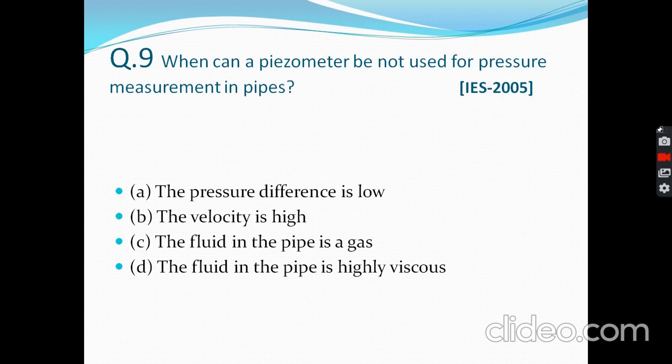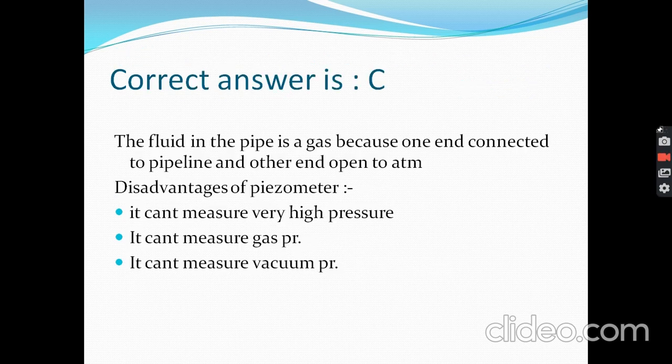Question 9. When can a piezometer not be used for pressure measurement in pipes? Option A, the pressure difference is low. Option B, the velocity is high. Option C, the fluid in the pipe is a gas. Option D, the fluid in the pipe is highly viscous.